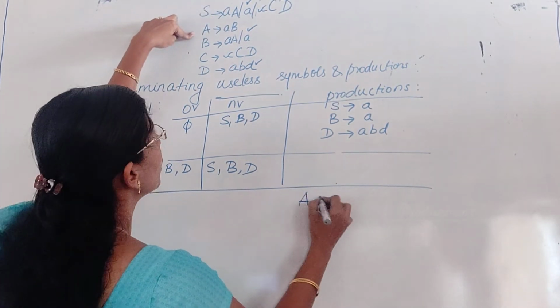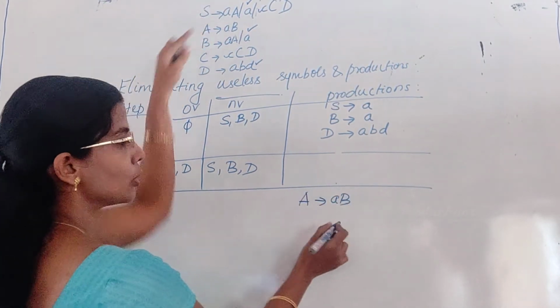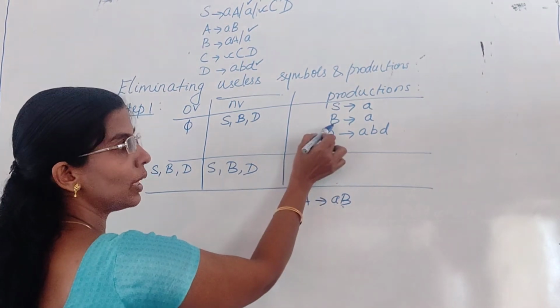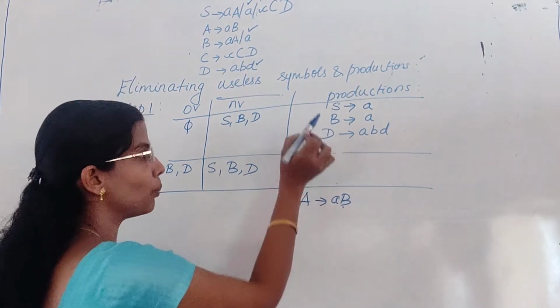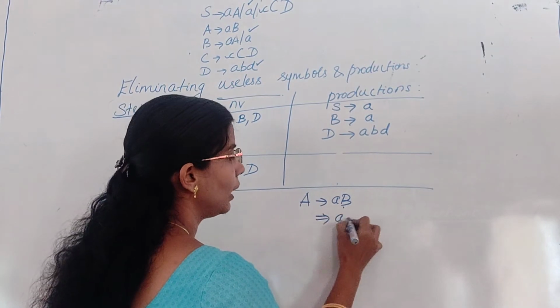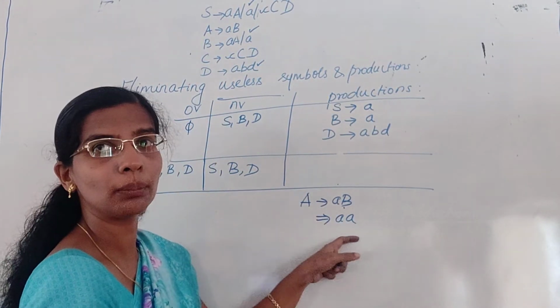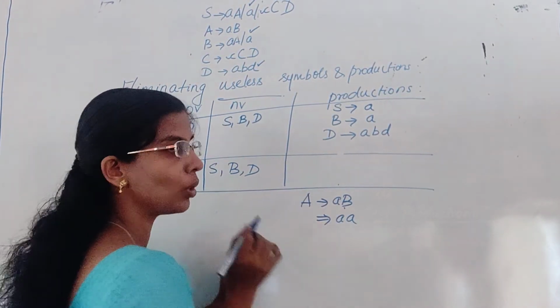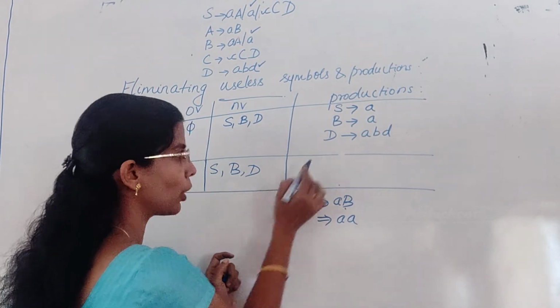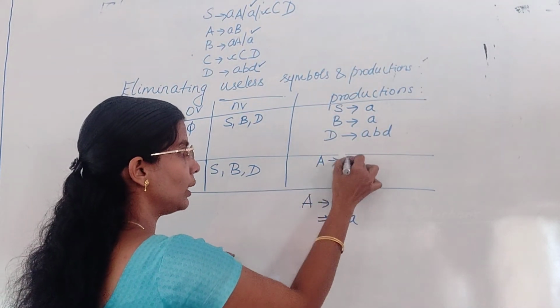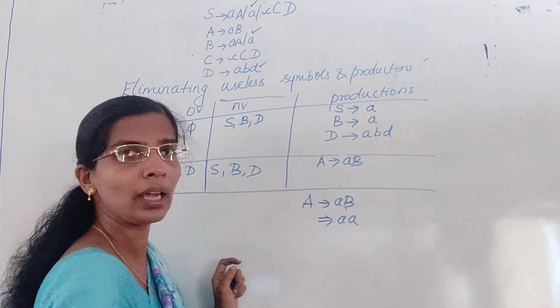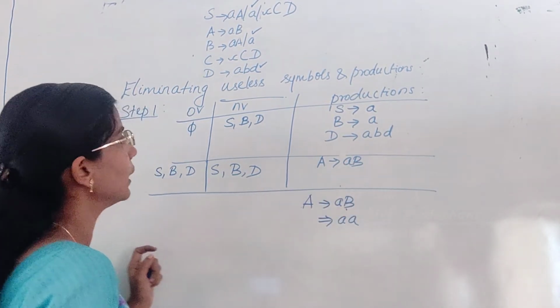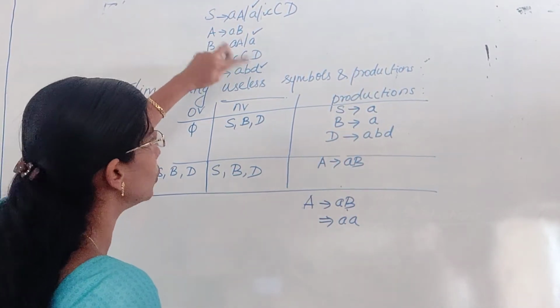Here I have: A tends to a, B. So in the place of this B, what will I substitute? I will substitute this B production. So what will I get? a, a. I am getting only terminals in the RHS. So what should I do? I have to write this production here: A tends to a, B. Next, any other B? No.